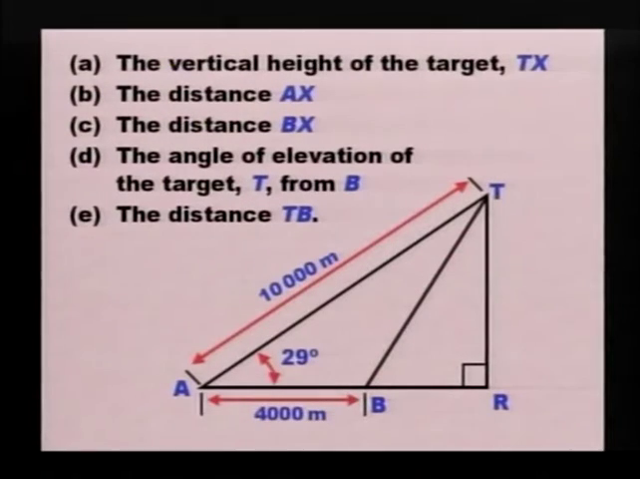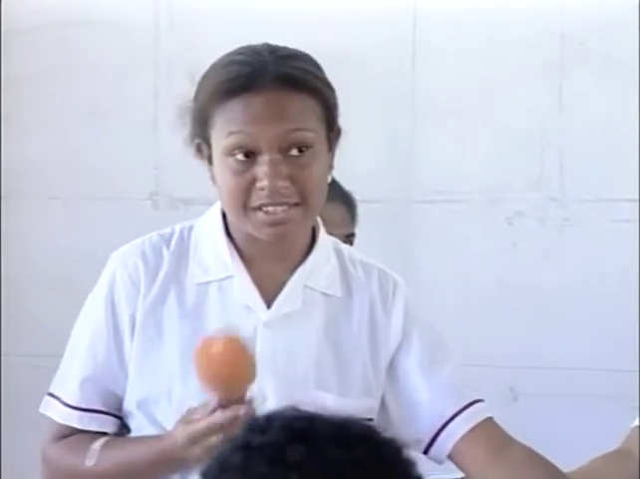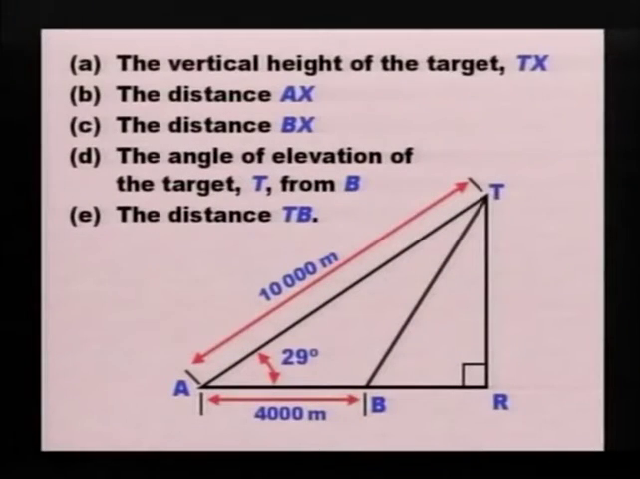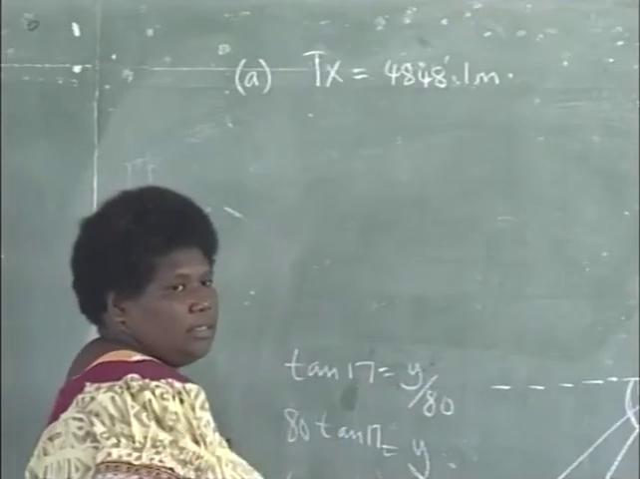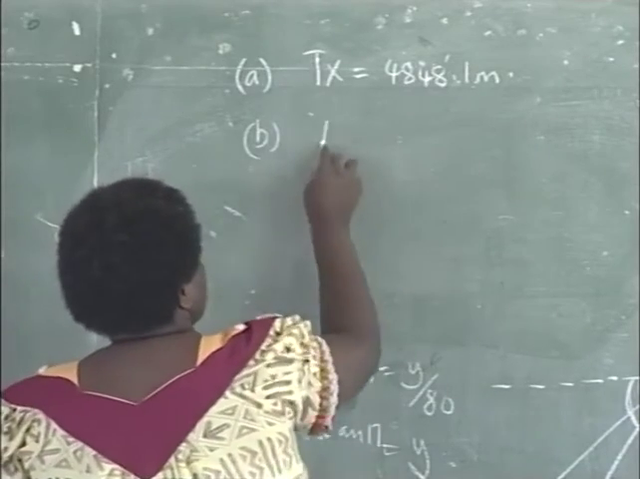Margaret? TX equals 4,848.1 meters. Okay, this should be X, right? So TX again, please. 4,848.1 meters. All agree?